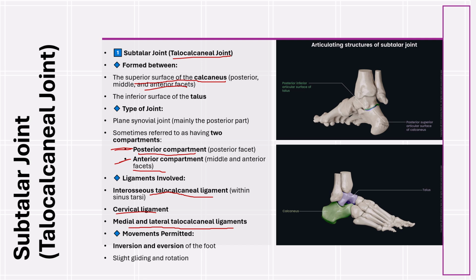Okay, so the subtalar joint is vital for side to side movements. We can see the inversion or the eversion movements of the foot, and its structure allows us to adjust our footing on uneven surfaces, and it is key to balance and adaptability during walking and running.